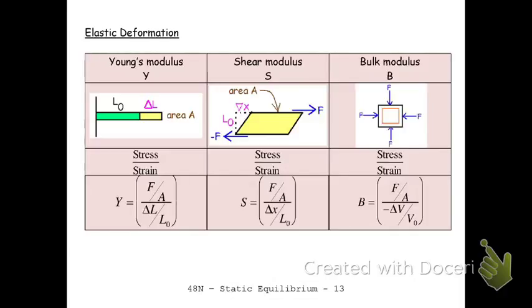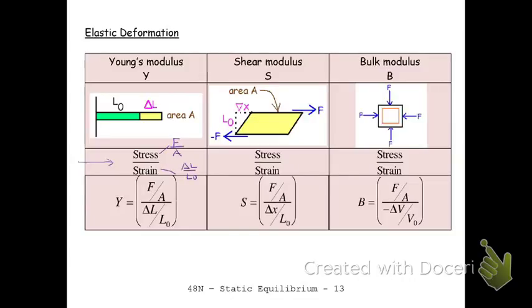So the pragmatic approach is: measure it. Just measure it, and then put it in a book so we all can share that value. The measured values are called Young's modulus, shear modulus, and bulk modulus. The modulus is the stress over the strain. The stress is the force per unit area, and the strain, in this case, is the extension over the original length.